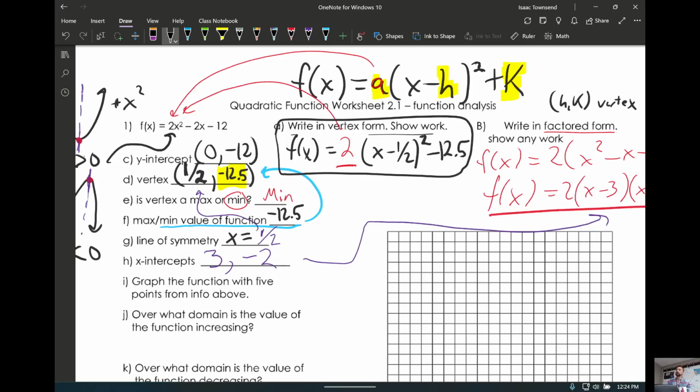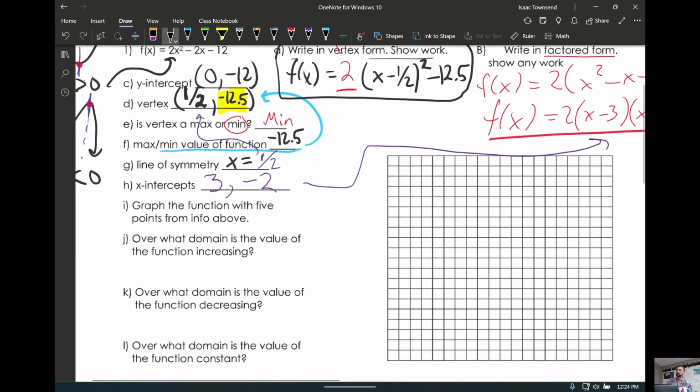And again, its benefit is I could tell you the parabola opens up because A is positive. I could tell you the vertex is at 1/2, negative 12.5 without seeing the graph. I know how far the graph goes down. I know where the line of symmetry would be, x equals 1/2. I can tell you a lot about the graph just by the equation in vertex form.